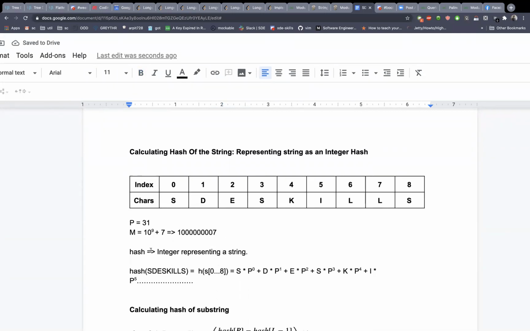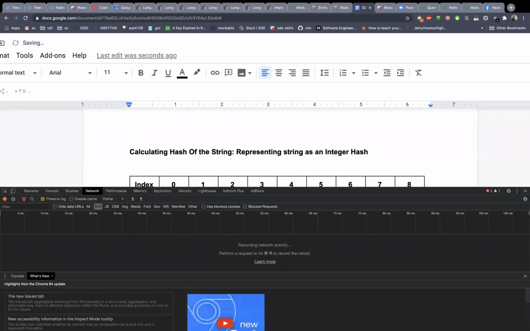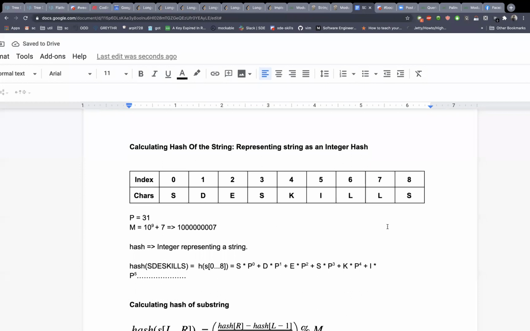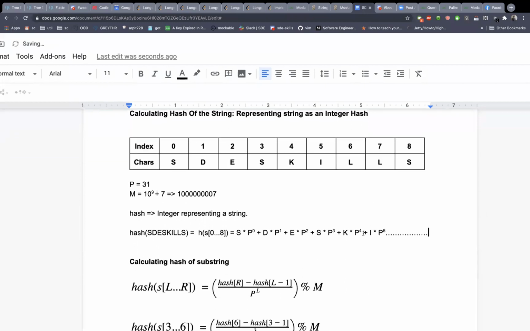So we will first see how to calculate the hash of a given string. Basically, we take some prime number p. I have taken 31 here. You can actually take any number. It doesn't even have to be a prime, but for this kind of problem the prime number provides more randomness. That's why I have chosen 31.